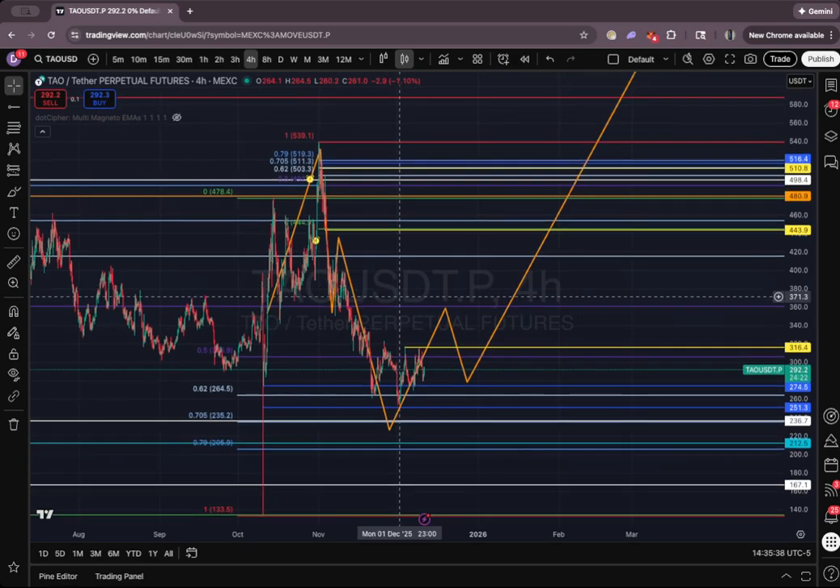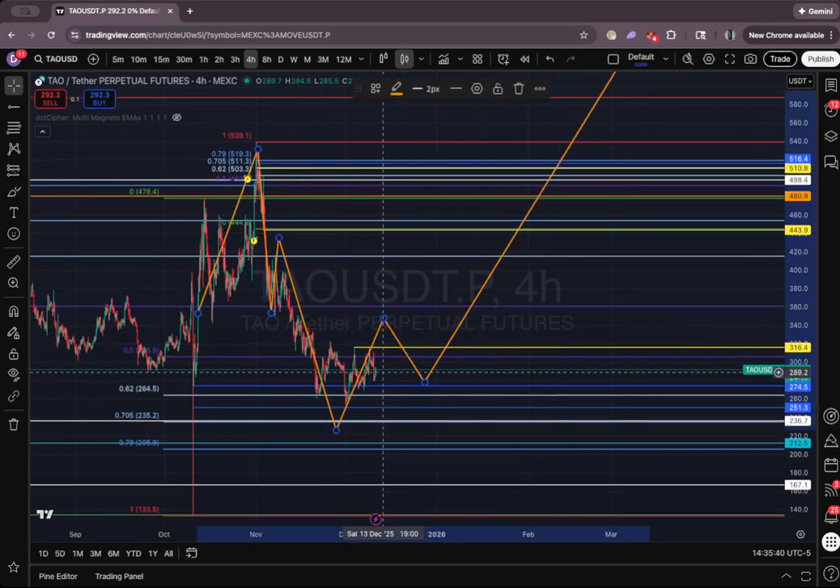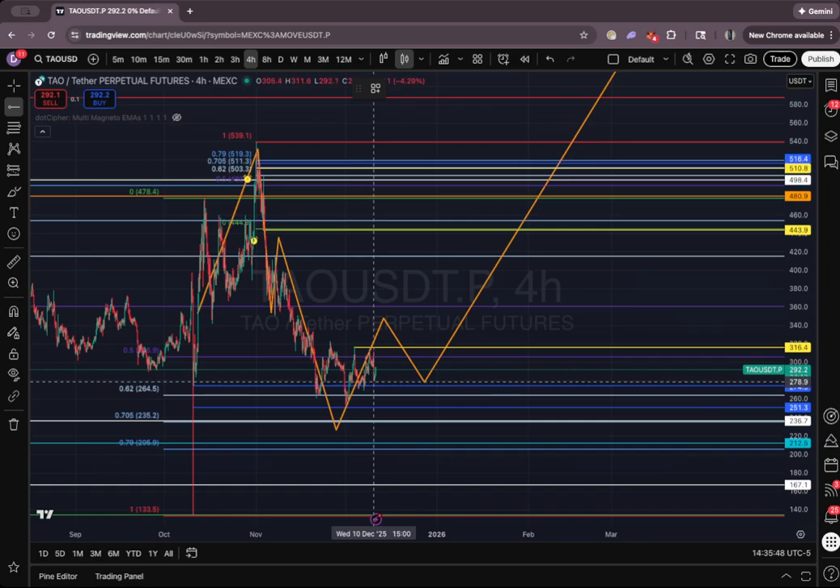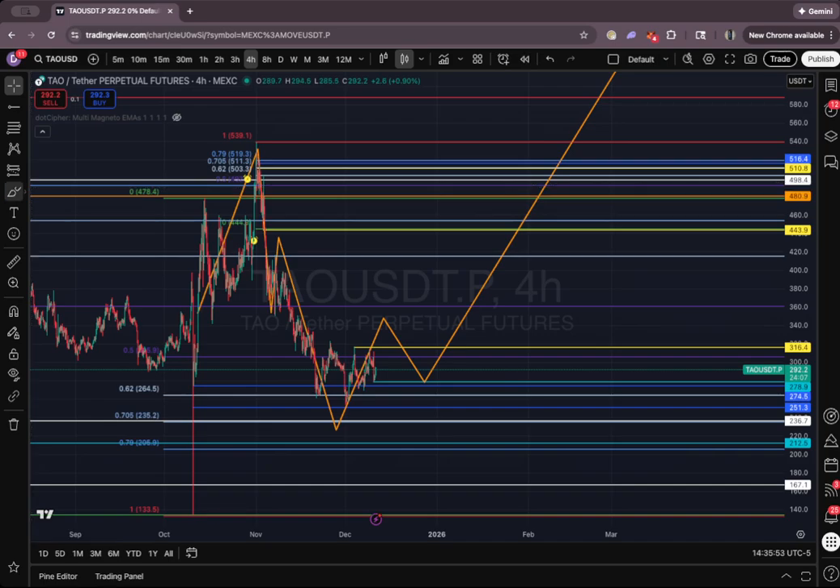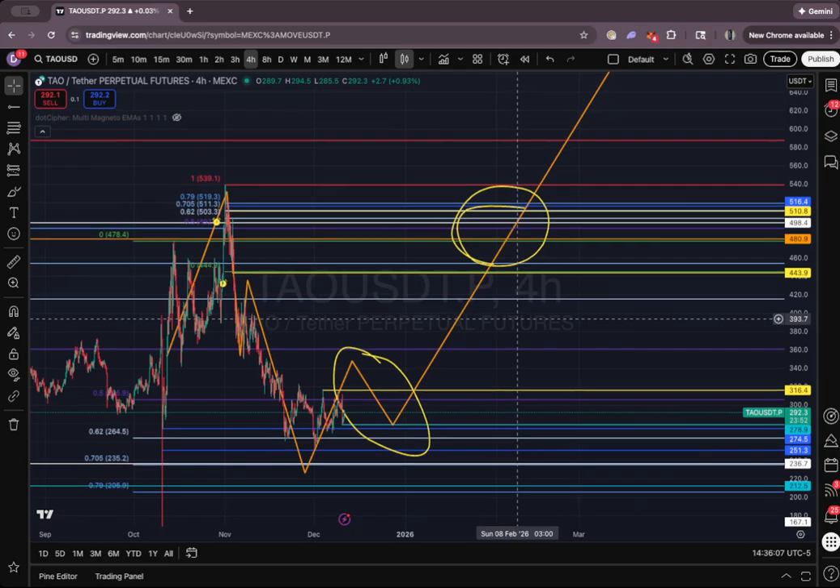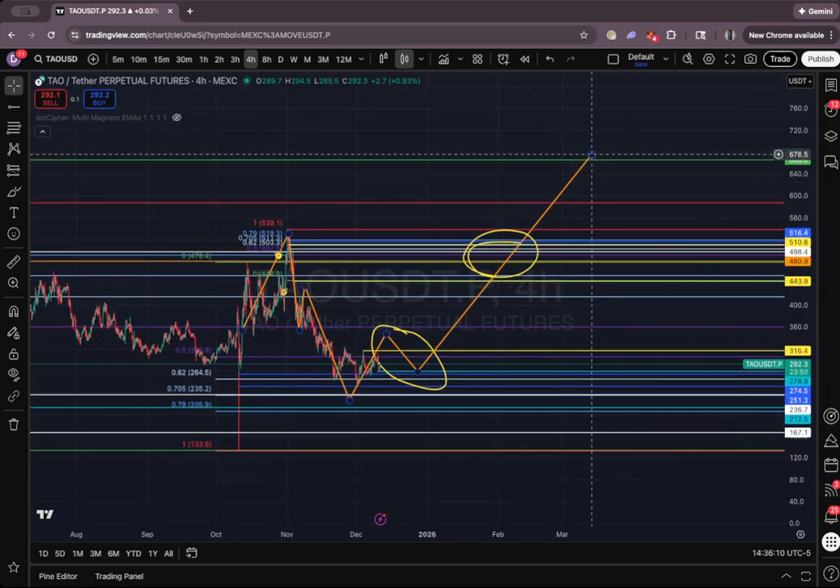So if you want to see confirmation, you want to see the break of 316, and then possibly reconsolidation under, and I'll put a little teal line here, 278. So basically this range here, you want to see this play out. If we do see that, then we're probably good for at least another retest of 500. I'm not going to draw all the way up here, but at least another retest of 500.